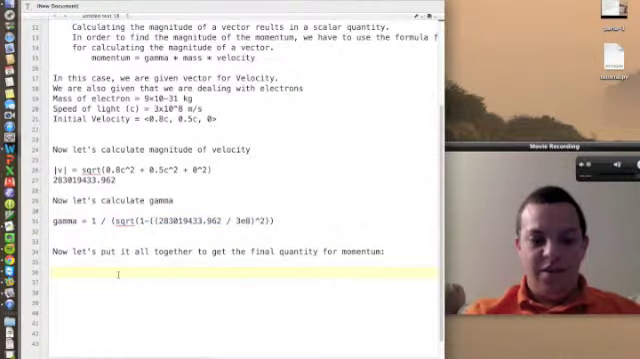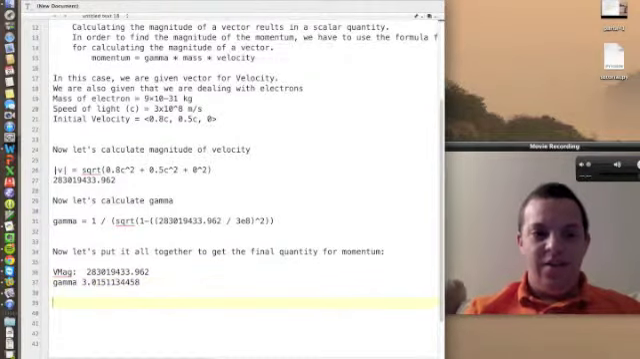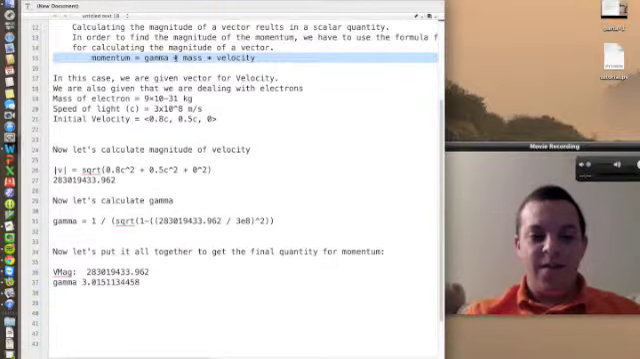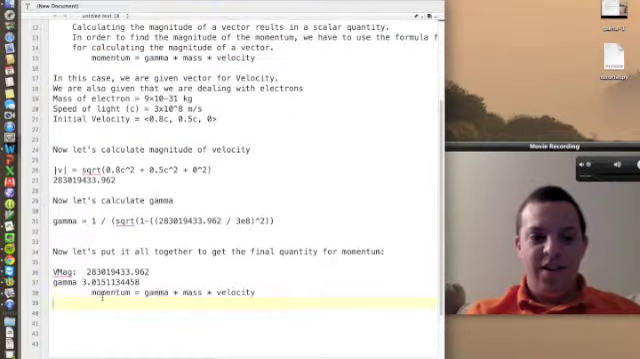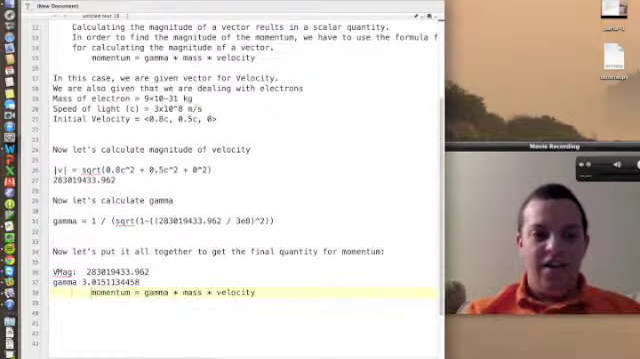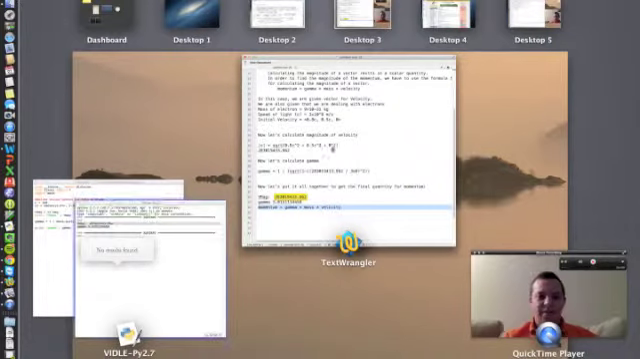So we're gonna put it all together, and we're just gonna calculate the final quantity for our momentum. So remember that momentum is gamma times mass times velocity. Let's just move it down here, and since we already have our Vmag and gamma, I'll just put them all together. So let's put it back in our VPython. Here it is.